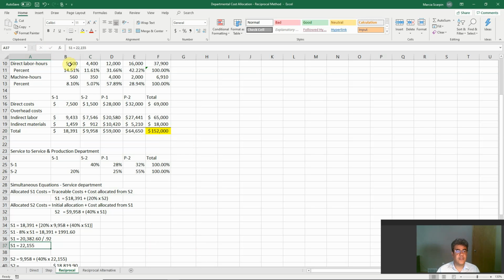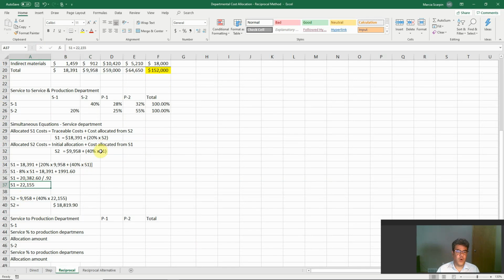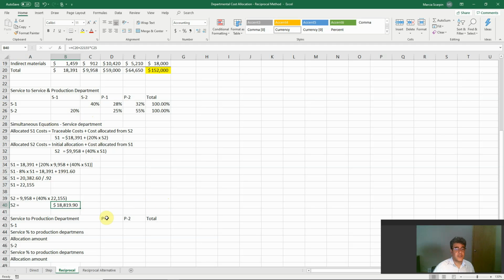If we change any number here, we need to solve this equation again. And for service 2, since we have service 1 here, we only replace service 1 with this number, and we will have service 2, 18,819 and 90 cents. And this is not so precise as well. We will see it later. And then we have these numbers. We don't have these allocations anymore. So now we have the numbers here.